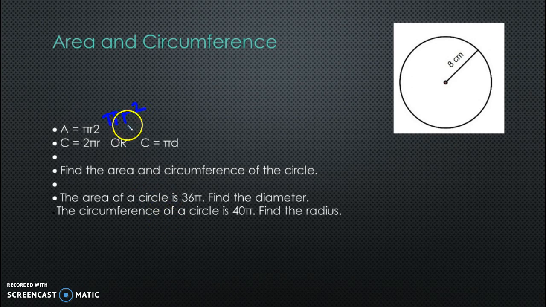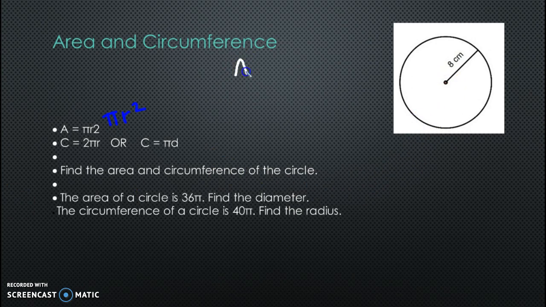So it's pi r squared, where r is our radius, and then your circumference, you have two options. One, either 2 pi r, 2 times pi times the radius, or pi times the diameter, which the diameter is twice the radius, so it's the same thing. So for this example, we want to find the area and circumference of this circle.